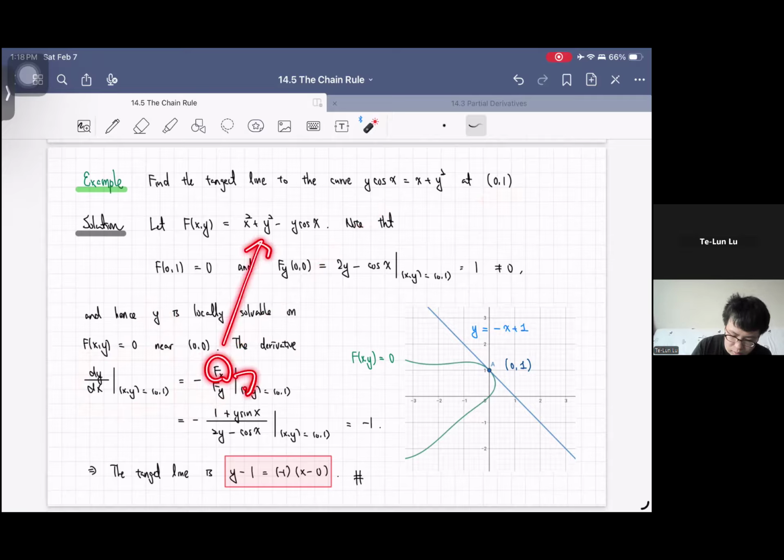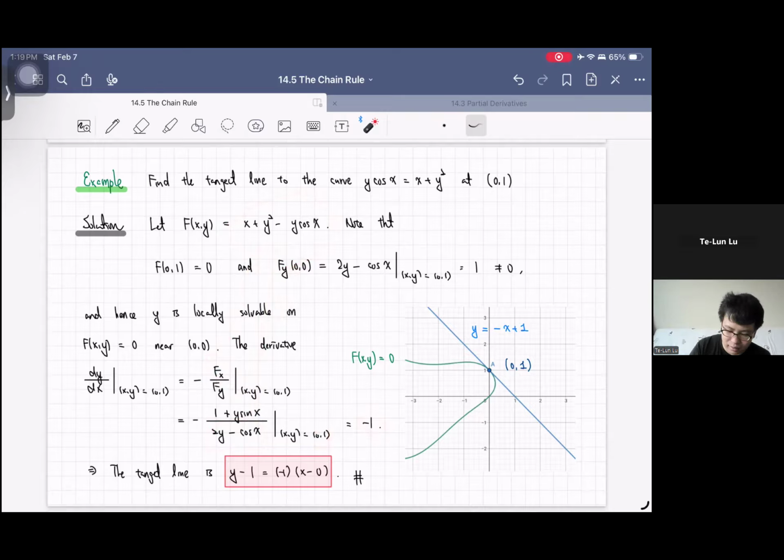And the derivative is given by minus fx divided by fy, where the numerator is 2... why am I writing this? 2x. Oh, sorry, I put an extra x here. Okay, so the differentiation is correct. It is 1 plus y sine x, and the denominator is 2y minus cosine x when we differentiate with respect to y. And if you plug in (0, 1), you get minus 1.